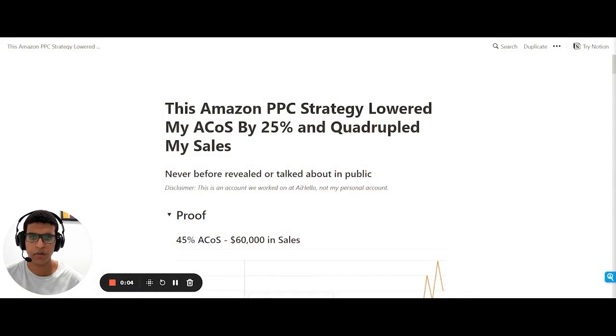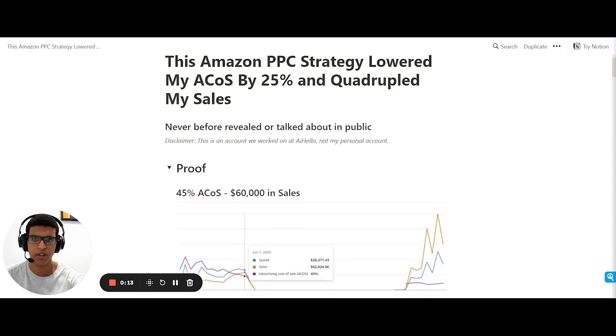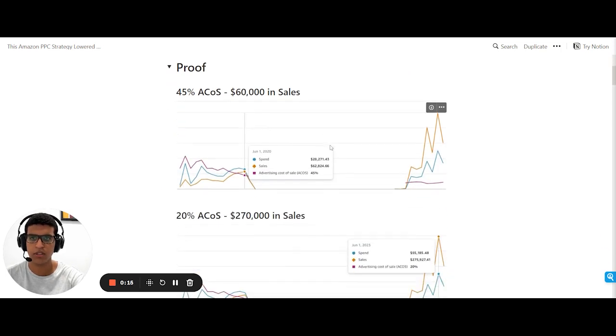Okay, so a couple things I wanted to clear up before I get into the actual strategies. The first thing is, this is not my personal account. This is a friend's account who I've worked with one-on-one for a year now. Second thing is the actual numbers.